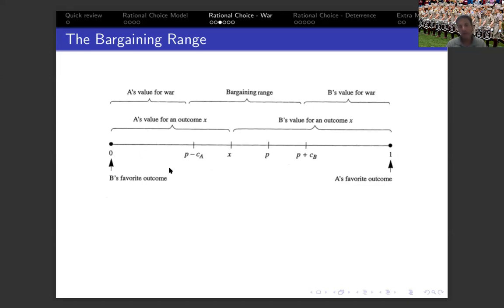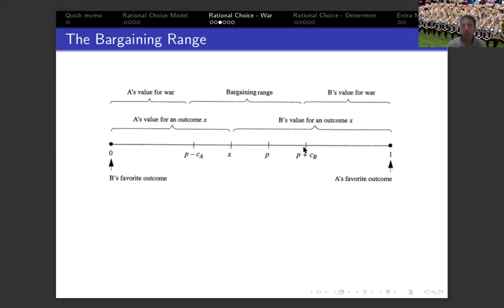So let's look at some of those numbers. We talked about the 0 and 1, what they represent. Let's talk about these P minus and P plus. What he shows here is that if countries decide to go to war, the value that A will have for the war is going to be this point, P minus CA. P is the probability that A is going to win the war. But we have to subtract from that the cost of war, or the utility from the cost of war in this case. So that's the value. If A is going to win the war, it's going to get everything. But just by going to war, this margin here, that's the value that A has for war.